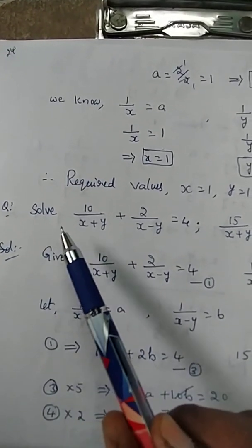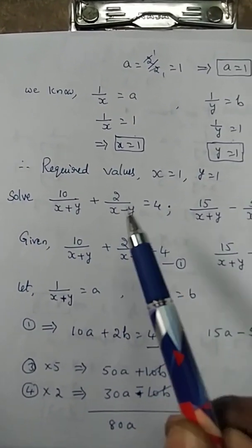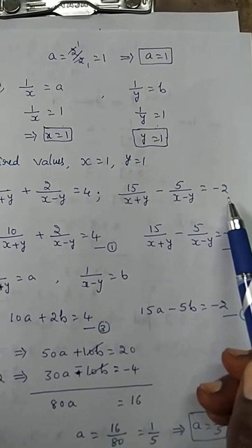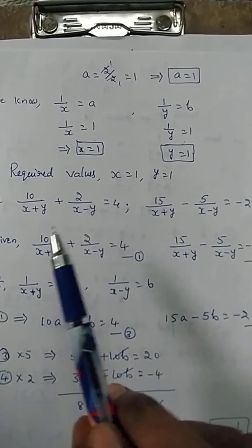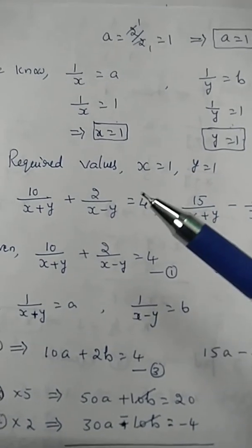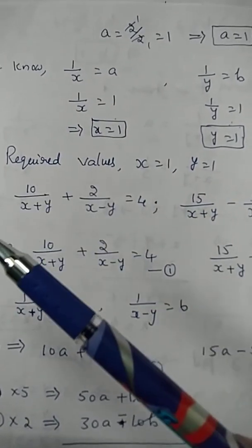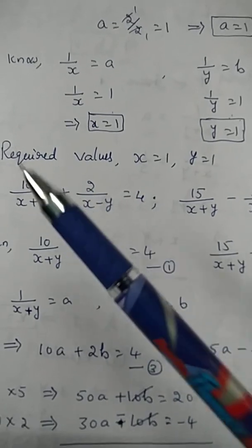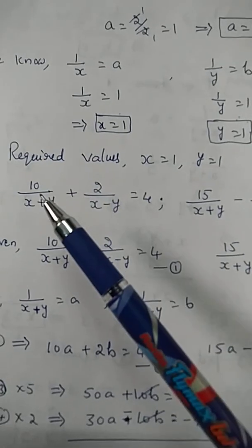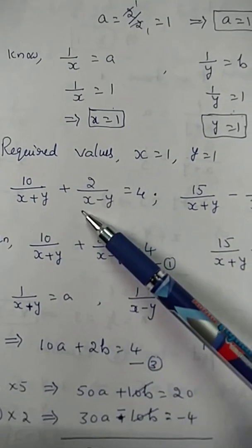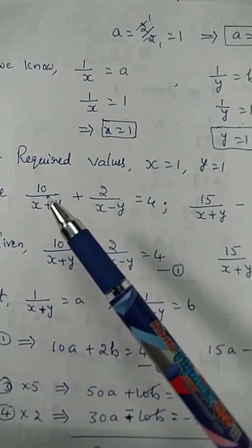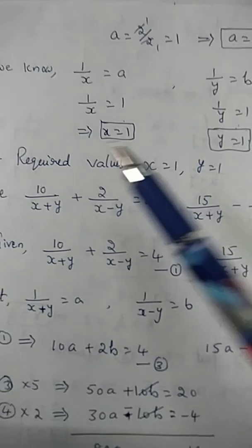the next question, solve 10 by x plus y plus 2 by x minus y is equal to 4, then 15 by x plus y minus 1 by x minus y is equal to minus 2. These are two equations which are not linear. So till now, in each term of the given equations in the previous problems we had just one variable, either x or y. The first term is x and the second term is y, or otherwise the first term is y and the second term is x. But now both x and y variables are in each term of the given equations.